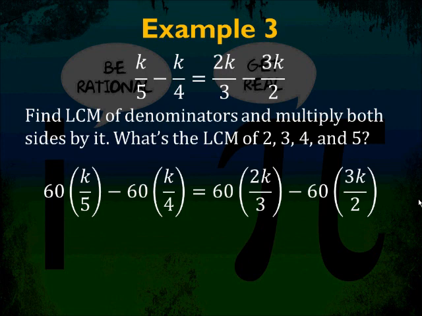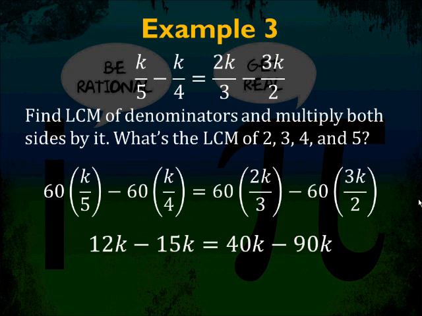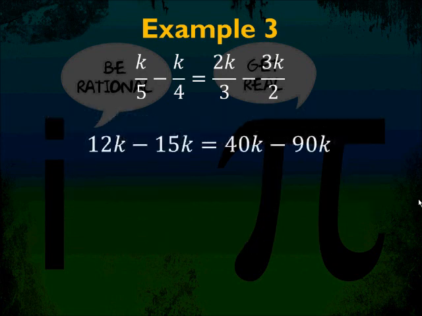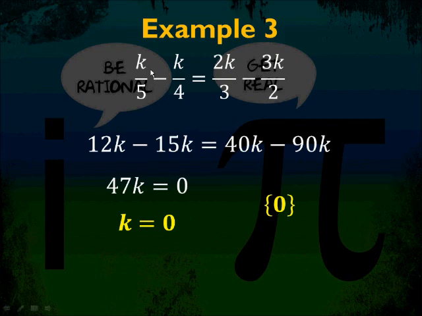And now let's get rid of the denominators, and you get 12k minus 15k equals 40k minus 90k. And you're going to see very quickly in this problem that 47k is equal to 0. So k is equal to 0. The only possible solution is 0 because you're going to basically have a k in every term, and the only way anything minus anything with the same variable as a term is going to be 0.